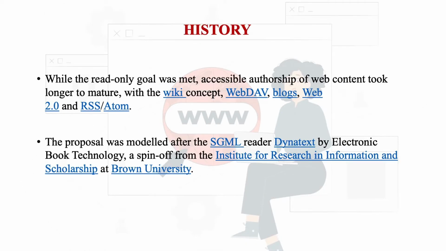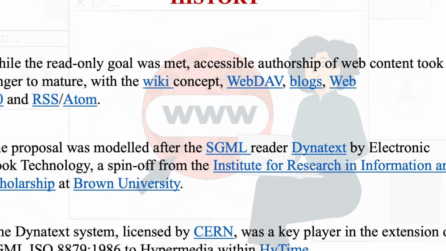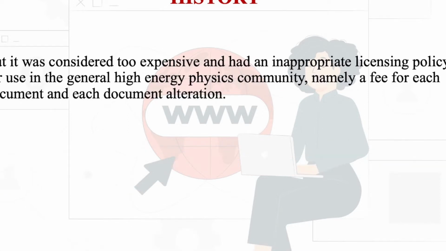The proposal was modeled after the SGML reader DynaText by Electronic Book Technology, a spin-off from the Institute for Research in Information and Scholarship at Brown University. The DynaText system, licensed by CERN, was a key player in the extension of SGML ISO 8879:1986 to hypermedia within HyTime. But it was considered too expensive and had an inappropriate licensing policy for use in the general high energy physics community, namely a fee for each document and each document alteration.